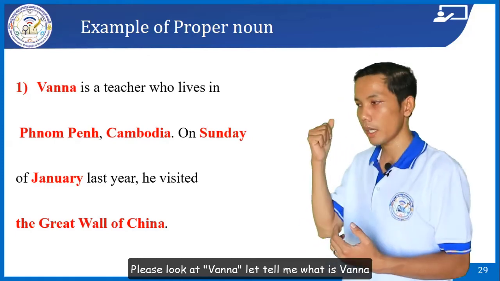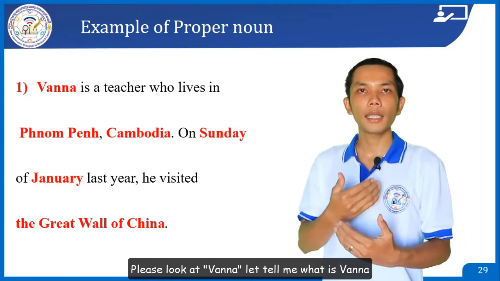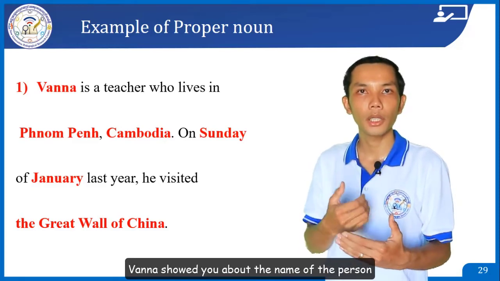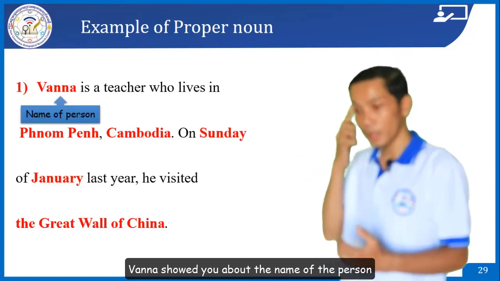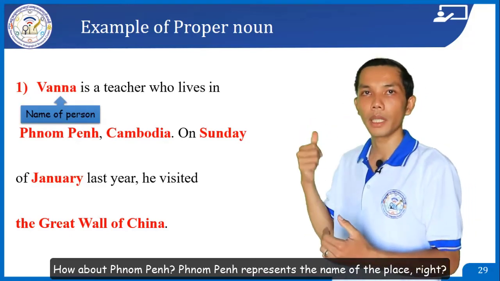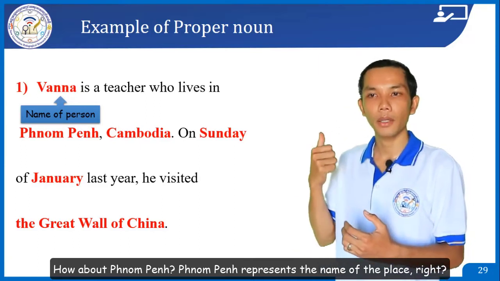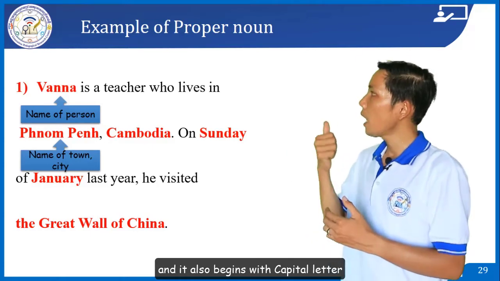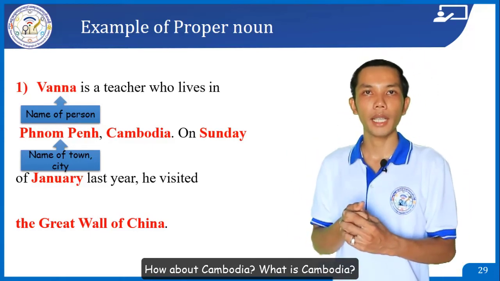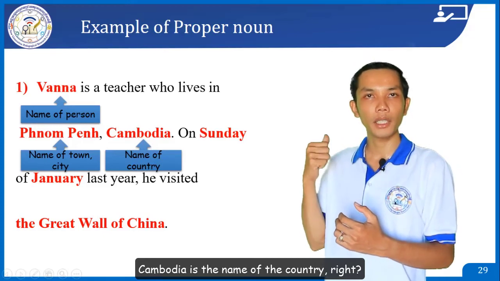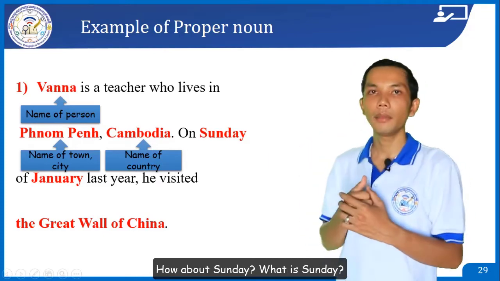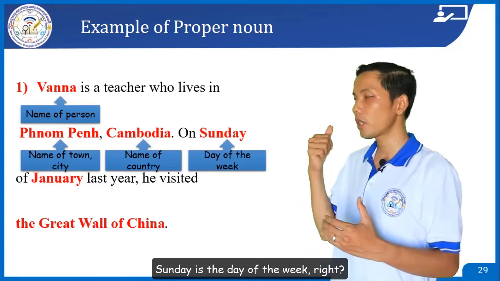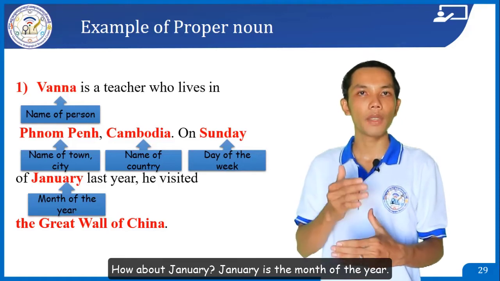Okay, everyone, now please look at Wanna. Tell me, what is Wanna? Wanna shows you the name of a person, right? How about Phnom Penh? Phnom Penh represents the name of a place, right? And it also begins with a capital letter. How about Cambodia? What is Cambodia? Cambodia is the name of a country, right? How about Sunday? Sunday is a day of the week, right? How about January? January is a month of the year.